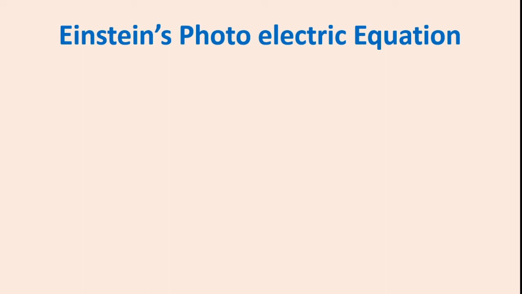So we need a new theory to explain the photoelectric effect, and that new theory is nothing but the quantum theory of light. The quantum theory was first introduced by Planck in 1901. We all know about Planck's law, E is equal to h nu, where h is Planck's constant and nu is the frequency of the emitted light. Einstein used this Planck's theory, that is quantum theory, and introduced the law of photoelectric effect.